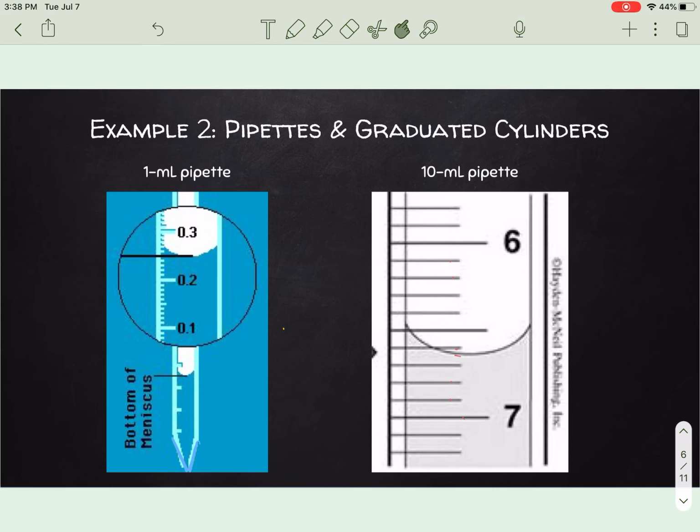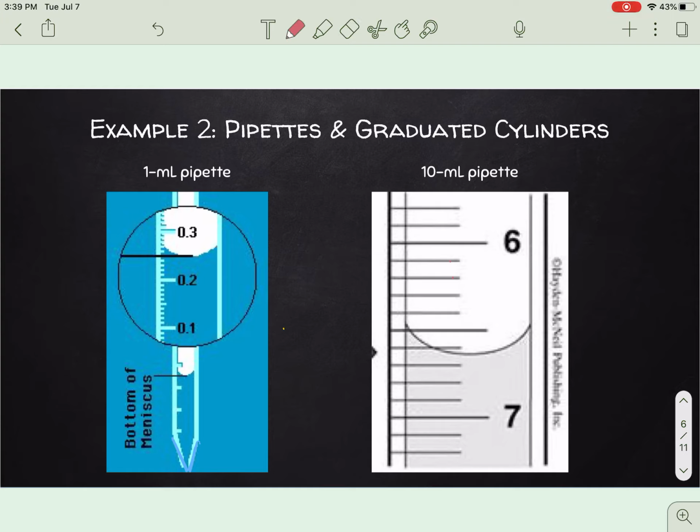Let's look at another example with pipettes. From a glance, these are 2 different pipettes. We have a 1 milliliter pipette and a 10 milliliter pipette. Which one's going to give you more exact measurements? The 1 milliliter pipette will give you more exact measurements.